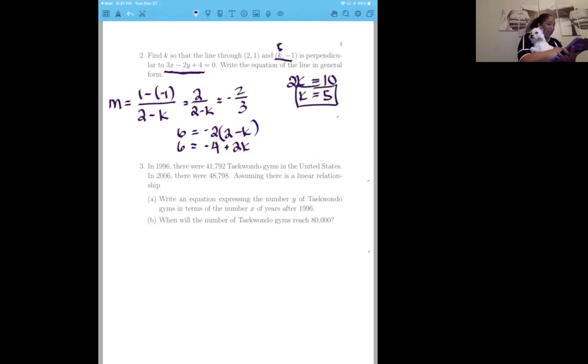All right, last example. In 1996, there were 41,792 Taekwondo gyms in the United States. In 2006, there were 48,798. Assuming there is a linear relation, write an equation expressing the number Y of Taekwondo gyms in terms of the number X of years after 1996. So what we need to notice is we have 2 points. We have a point for a year and then the number of Taekwondo gyms.